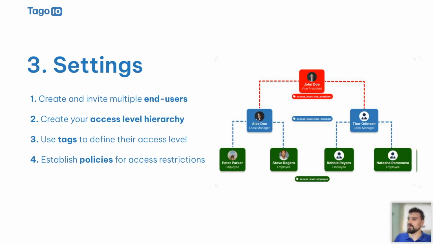So how does that look on the settings? First step, if you are at the top of the hierarchy, is to create and invite multiple users. Then you create your access level hierarchy. Based on the last slide that I showed, what is the hierarchy that you need inside your application?